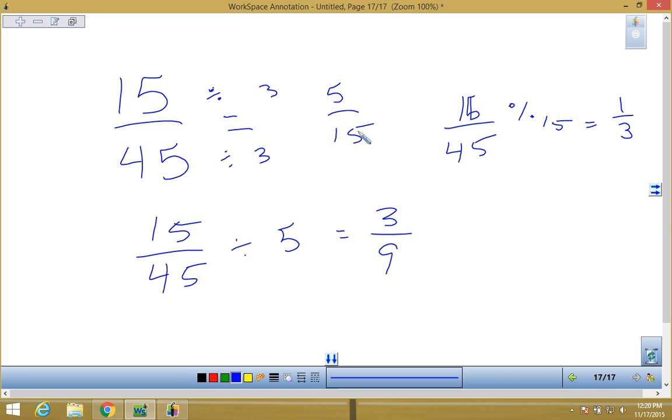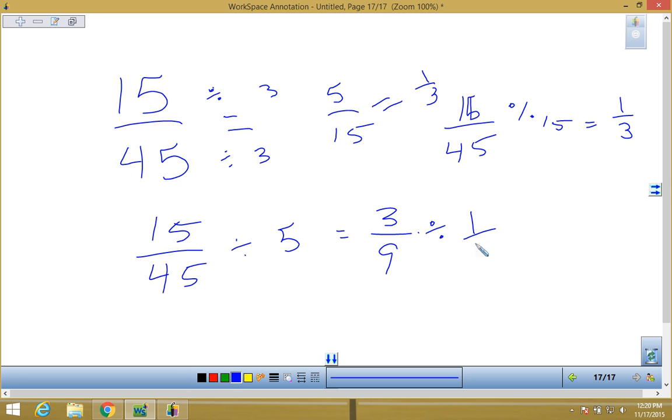Look, if we pick this original one, I could still divide out by 5s, right? Look, they both end in 5. 5 will go into 5 one time, 5 will go into 15 3 times. Here, I could still divide both of these by 3. But they're still all 1/3. Right.